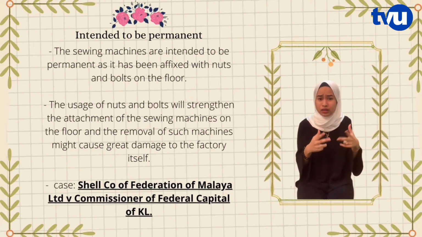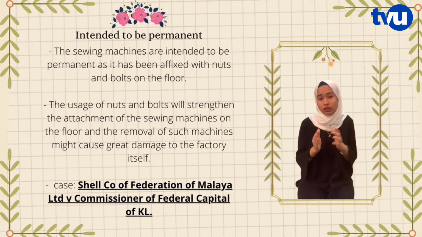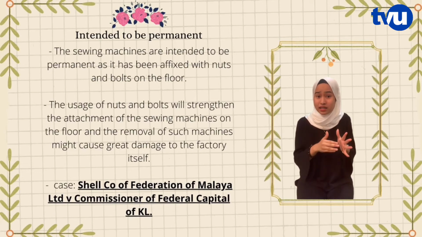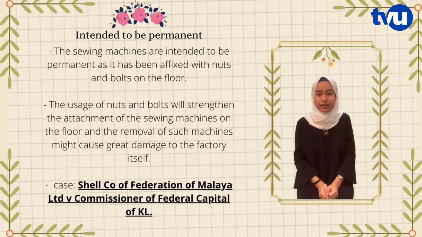It would be rational to say that Abu, as the owner of the factory, would not use additional fasteners such as nuts and bolts to attach the sewing machines on the floor if the machines were not intended to be permanent. Thus, it proves that the sewing machines were indeed intended to be permanent.